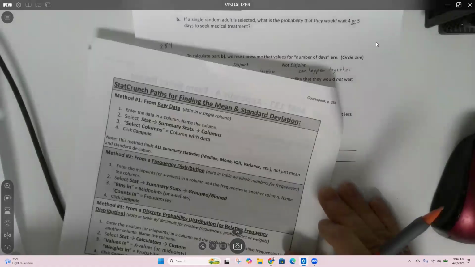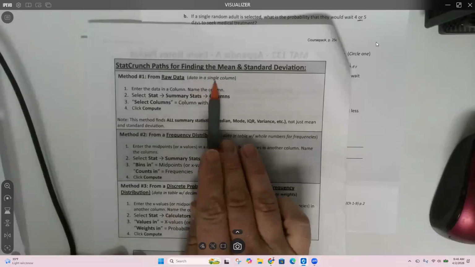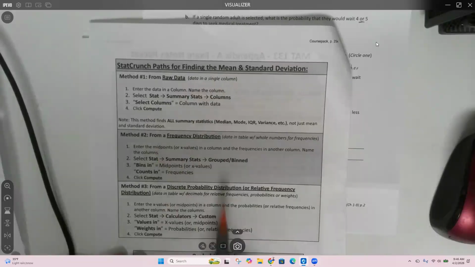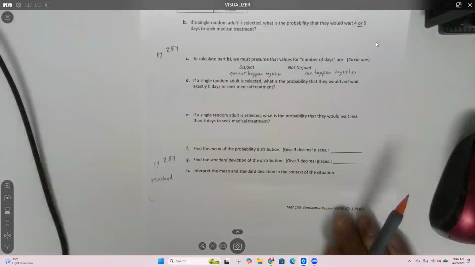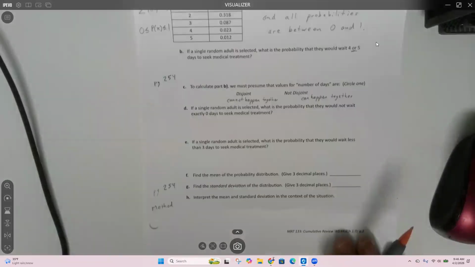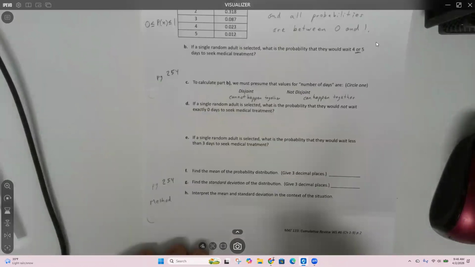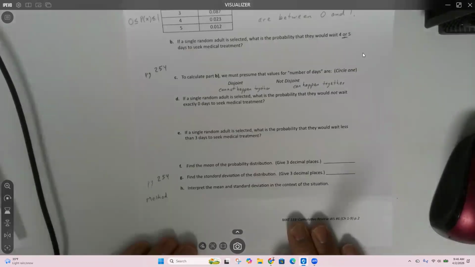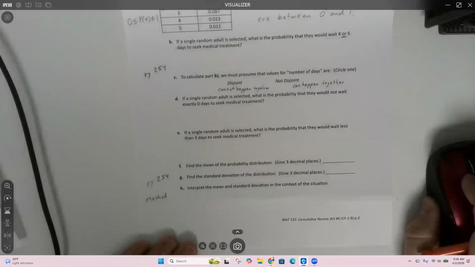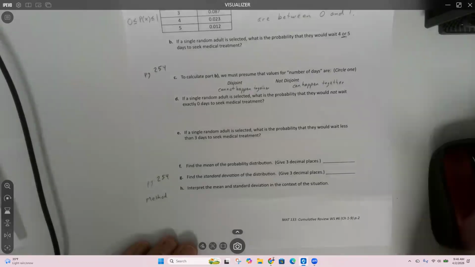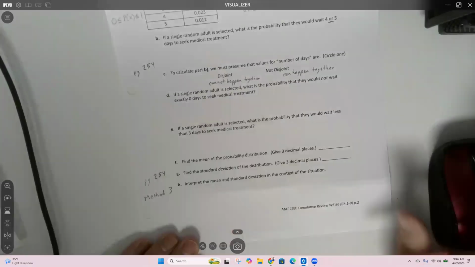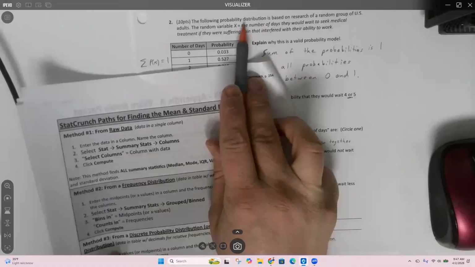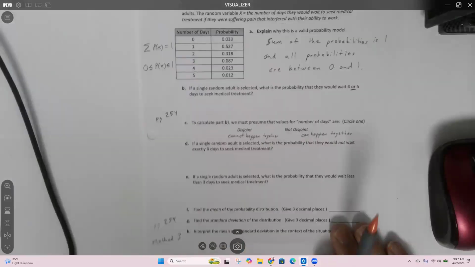Method one is raw data in a single column. Method two is a frequency distribution. Method three is a discrete probability distribution. Which one are we doing this time? Yes. Rachel's on fire. Method three. Absolutely. Probability distribution, right? They told us it's a probability distribution. So there we go.